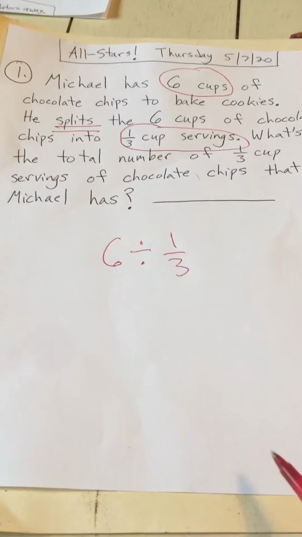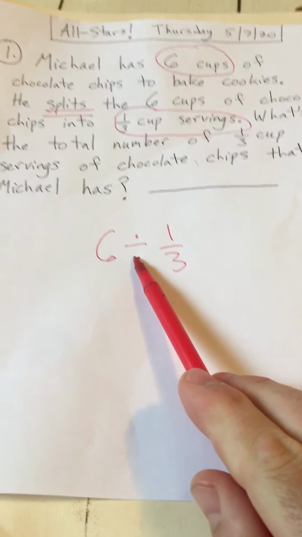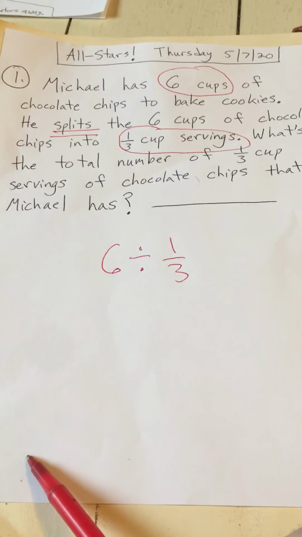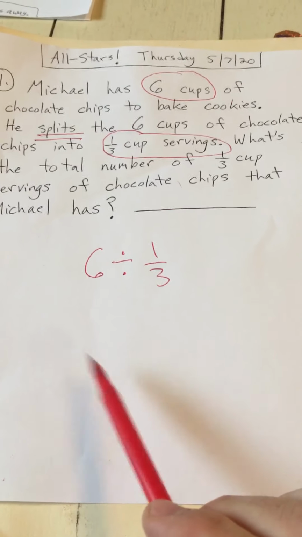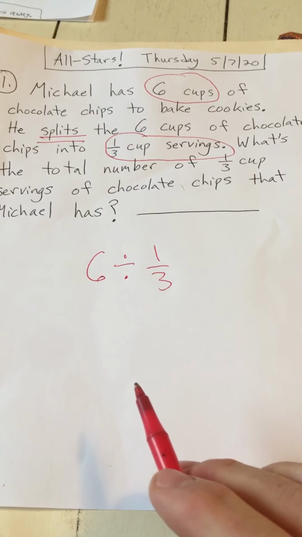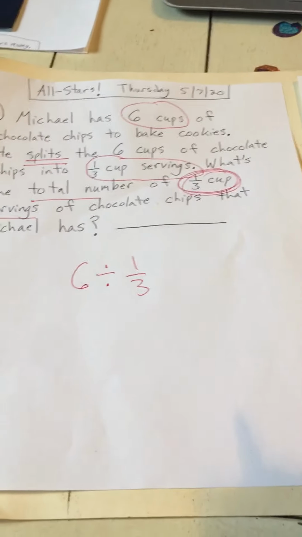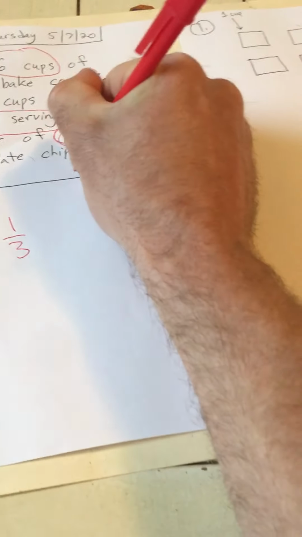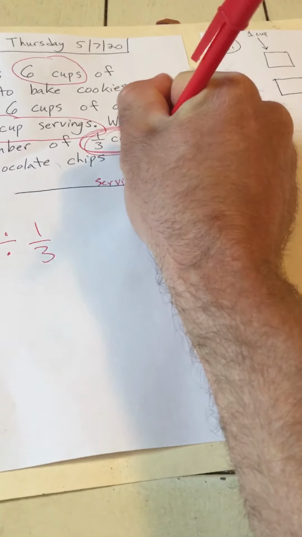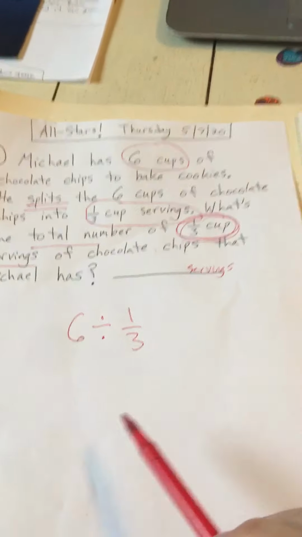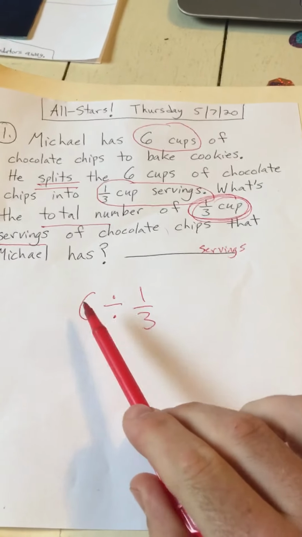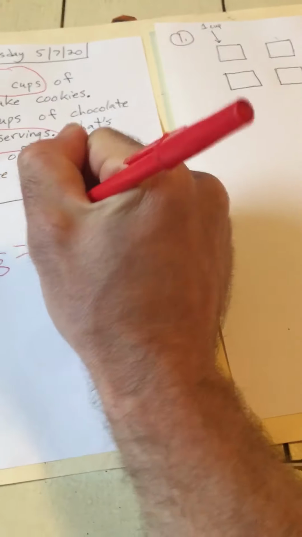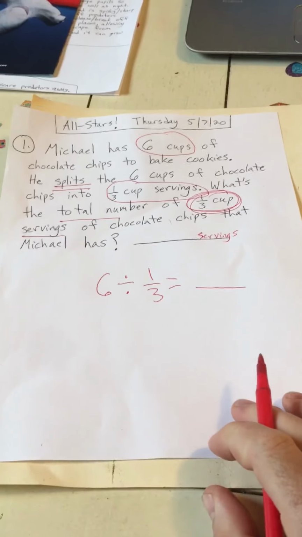So he's splitting 6 cups into 1/3 cup servings. So he's doing 6, and he's actually dividing it by 1/3 cup servings. What's the total number of 1/3 cup servings of chocolate chips that Michael has? So we've got to find the total 1/3 cup servings that he has. Okay, so we're finding how many servings he can make. Each serving is 1/3 of a cup, so let's find out the number of servings. So 6 cups divided by 1/3 cup servings equals how much? That's basically what we are going to be solving.